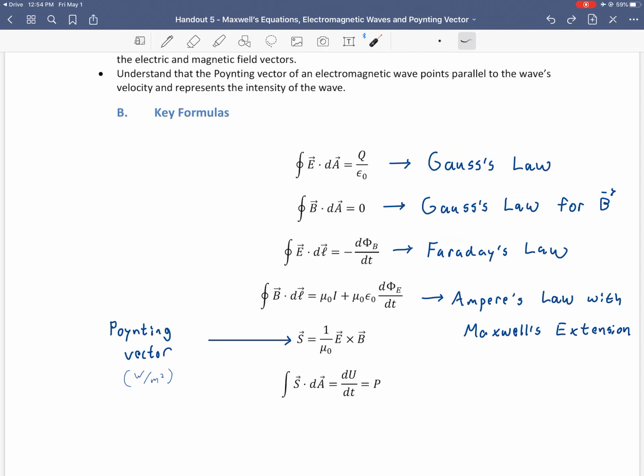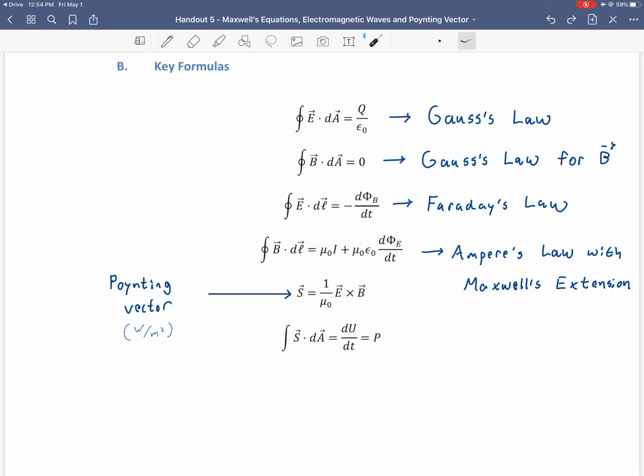Okay, so last couple equations. The Poynting vector, so this is the one I mentioned. As far as the vector is concerned, it just shows the direction of the EM wave. It's the direction of the velocity of the wave. But its units are watts per square meter. So the Poynting vector has units of watts per square meter.